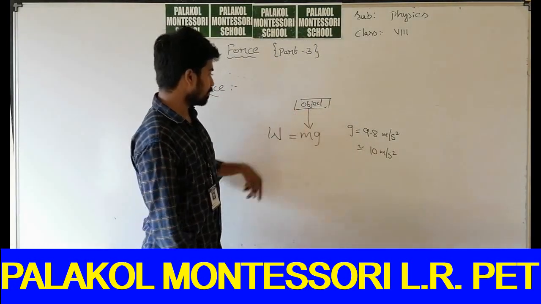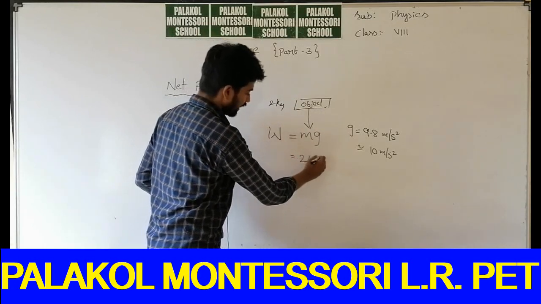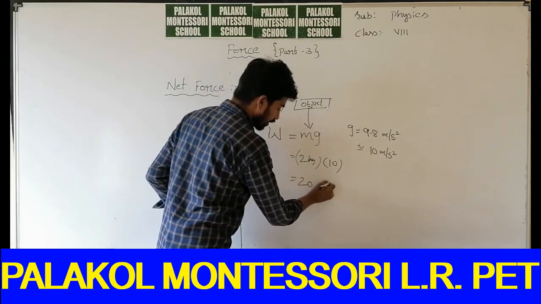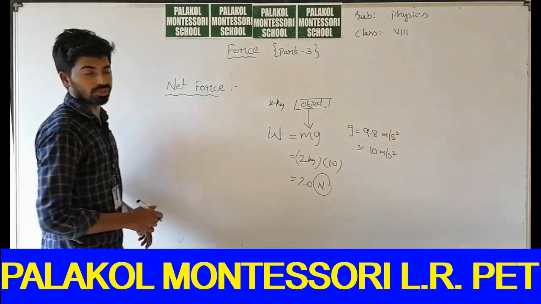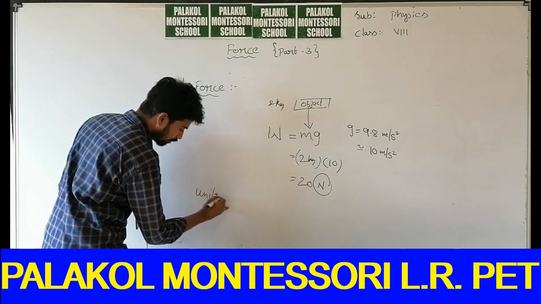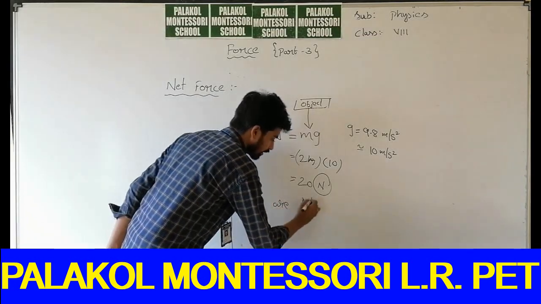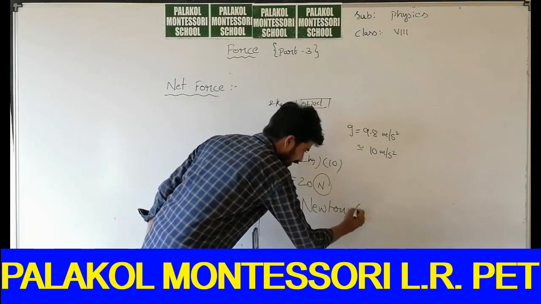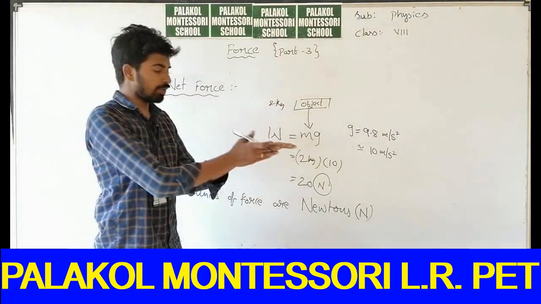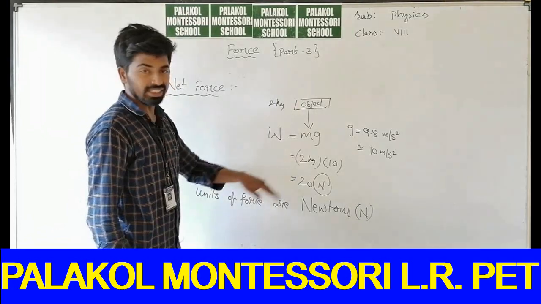For example, say this object is a 2 kg object. So how much is the force? 2 kg into, let us take gravitation as 10, 2 into 10, 20 newtons. Newton is the unit of force. What are the units of force? Units of force are newtons. Force is measured in newtons. So if it is a 2 kg object, how much force will it apply in the downward direction? Its weight is 20 newtons.